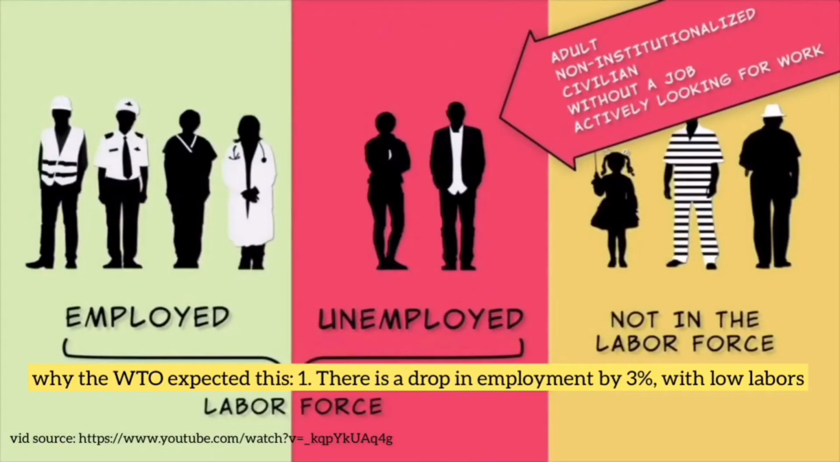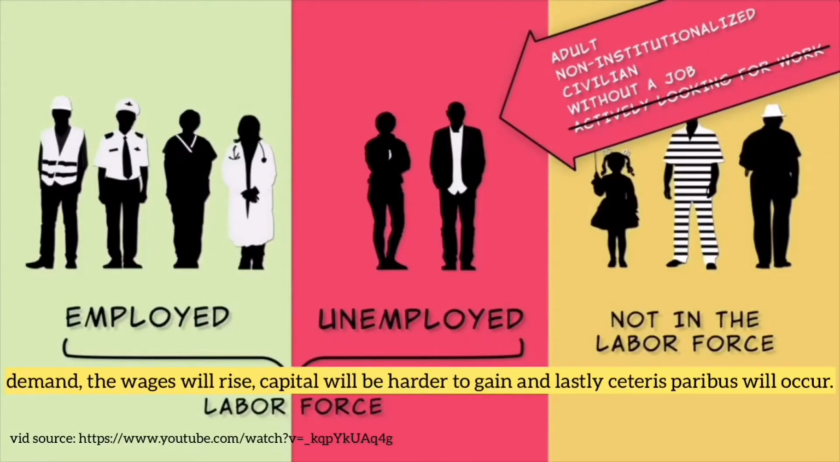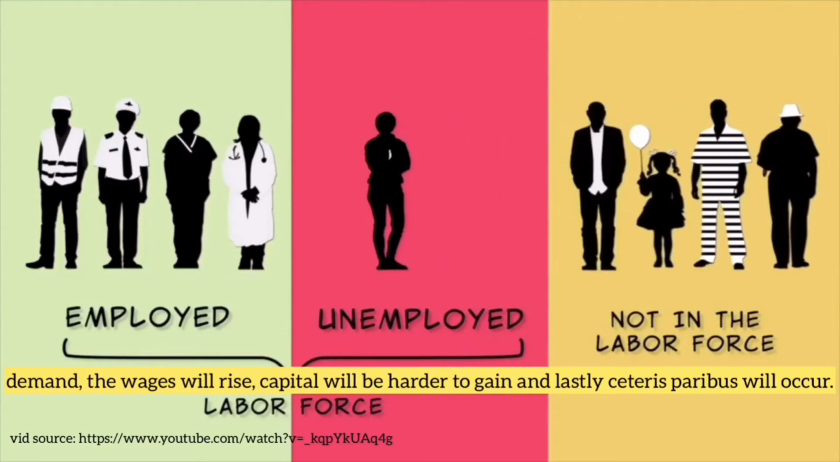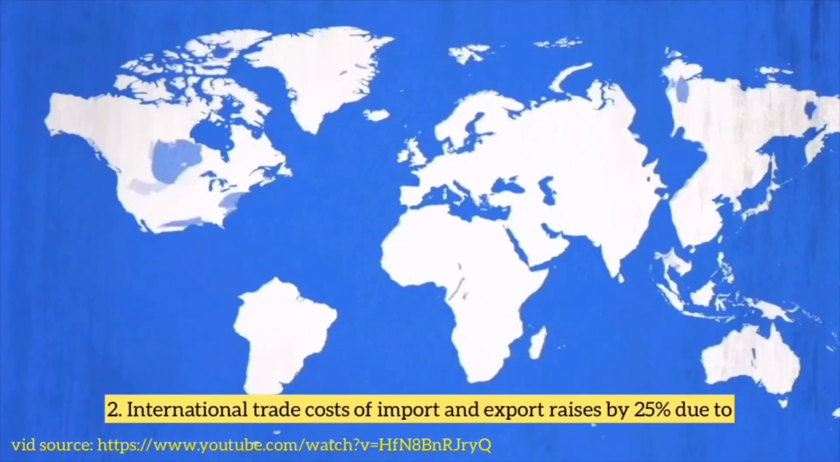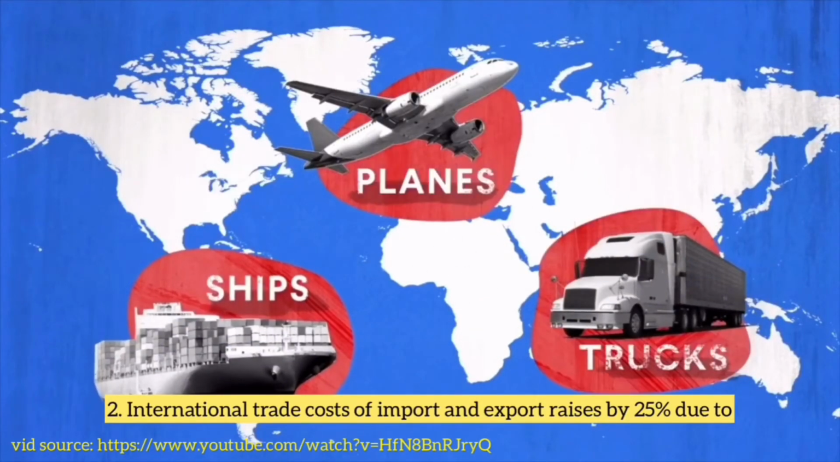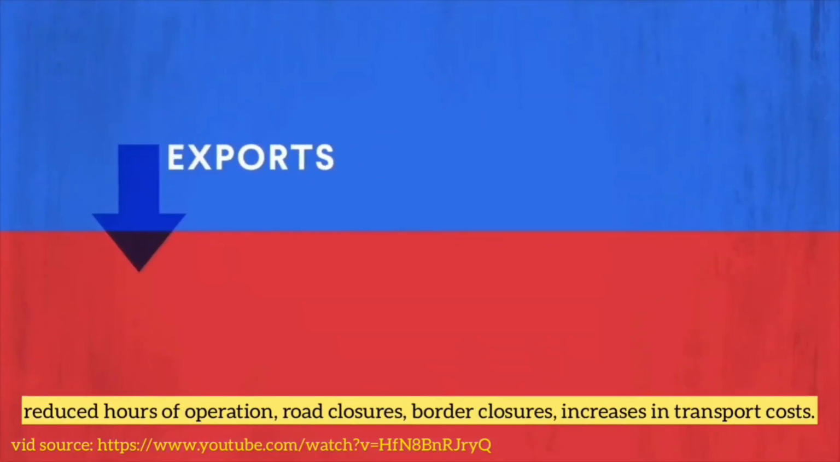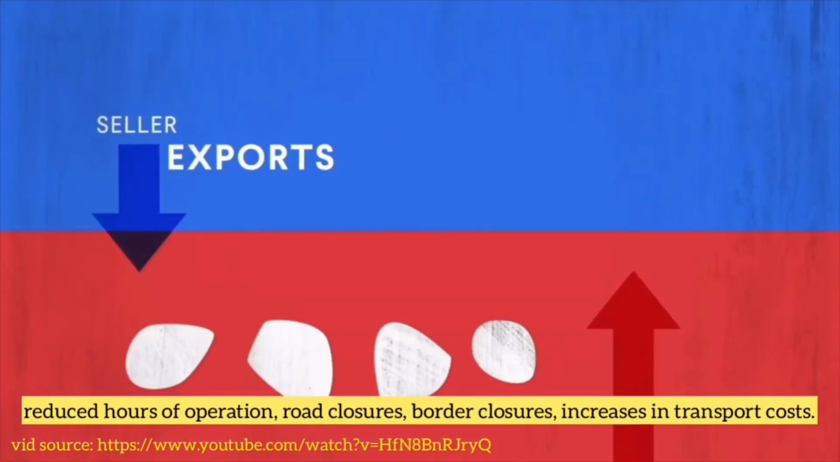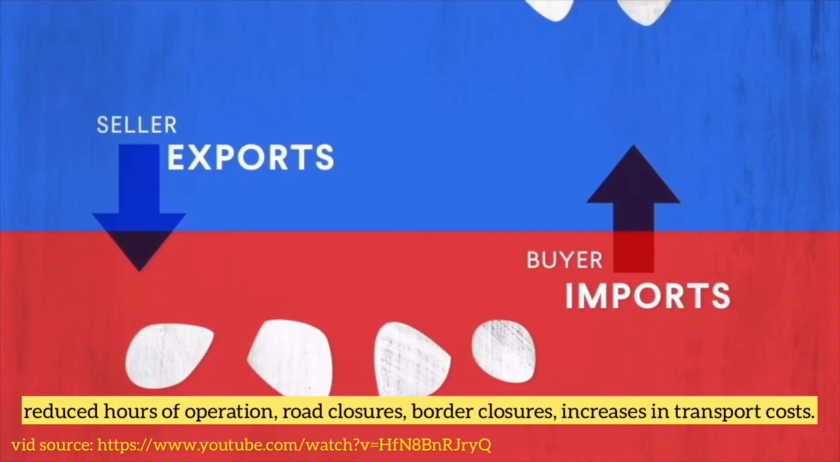First, there is a drop in employment by 3%. With low labor demand, the wages will rise, capital will be harder to gain, and lastly, ceteris paribus will occur. Second, the international trade cost of import and export rises by 25% due to reduced hours of operation, road closures, border closures, and an increase in transport costs.